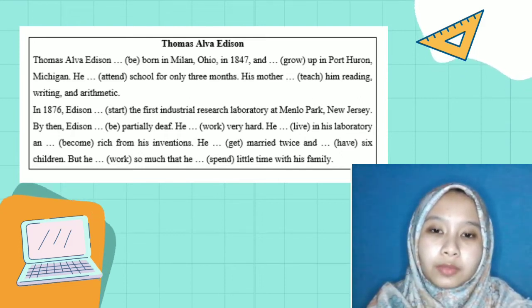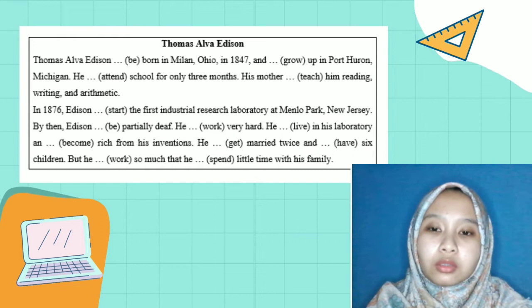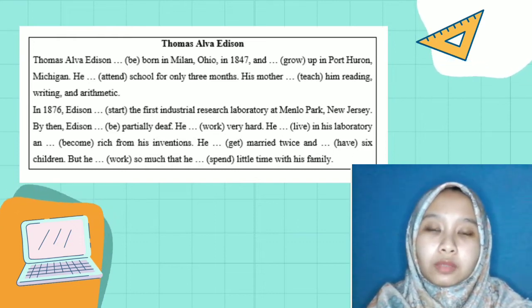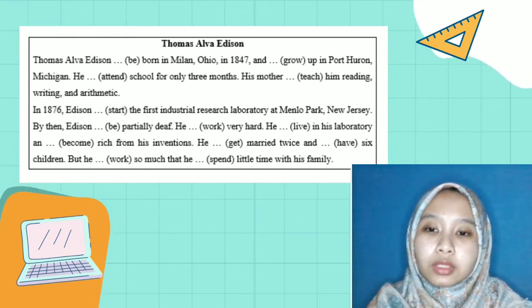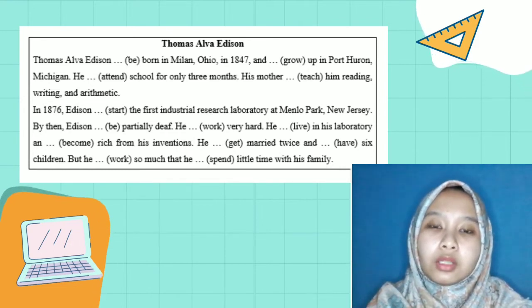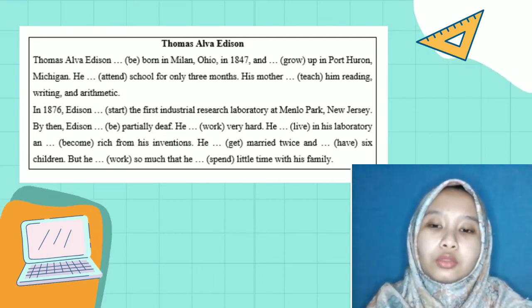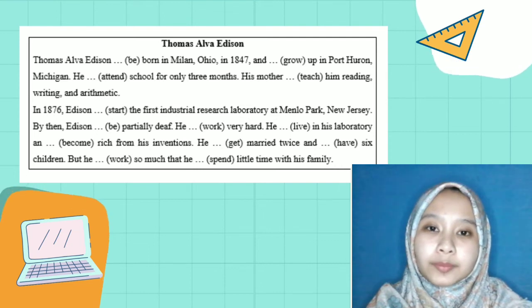Like this. Thomas Alva Edison. Here, B, so the past simple of be is was. Thomas Alva Edison was born in Milan. And here grow, the past simple of grow is grew. And students can do this for all the questions.